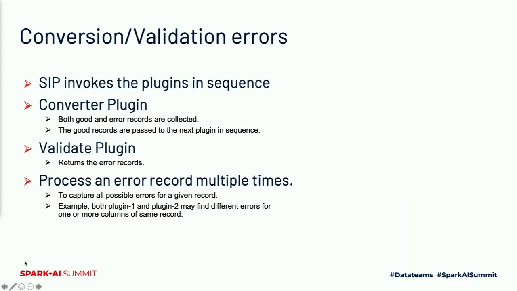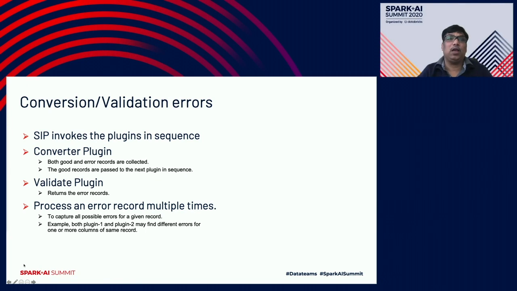So now to the converter and validation errors. Once we have processed the parse errors, the surviving rows are subjected to conversions and validations. Here again, using the DSL as the input, SIP determines the list of converters and validators it needs to invoke and calls upon them in a sequence. So a converter plugin collects and computes both the output rows and the error rows, and only the good rows are passed to the next plugin in sequence. This is because if we do not convert a row to conform to the target schema, then there is not much point in examining that row any further.